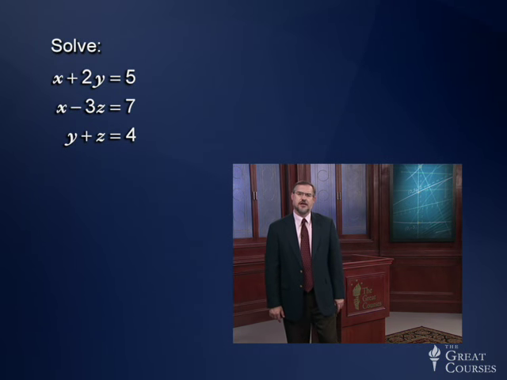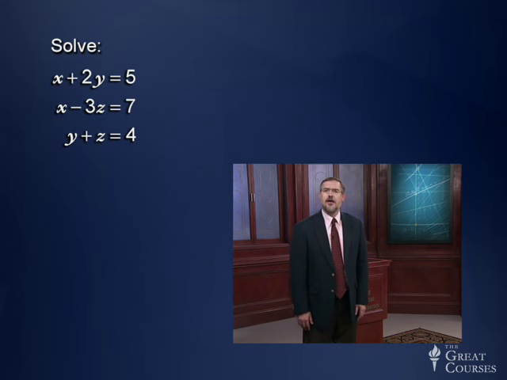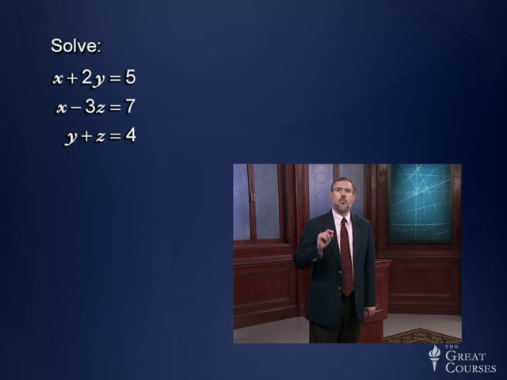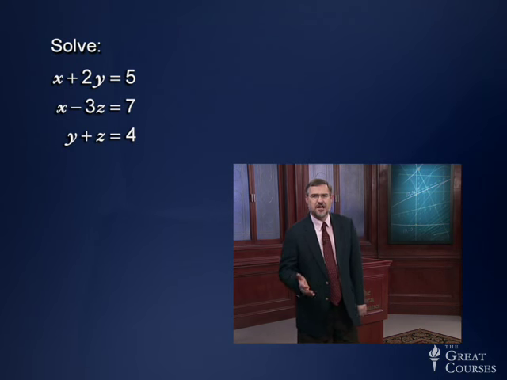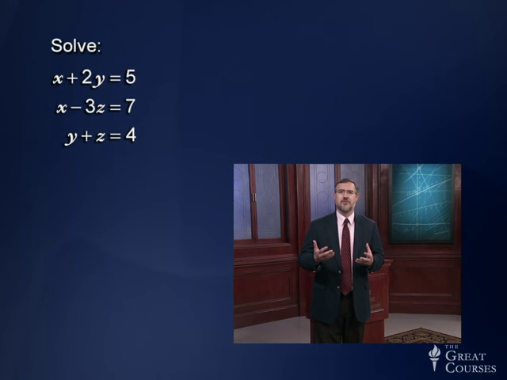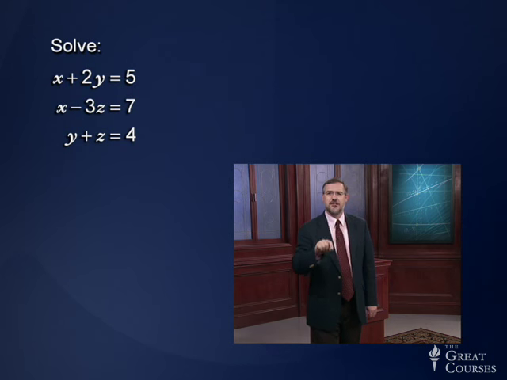The system's going to be x plus 2y equals 5, x minus 3z equals 7, and y plus z equals 4. Now, you might look at that system and say that it looks really different from the earlier systems we've done in this lesson. But if it really does look different, may I make a suggestion? Why don't you rewrite the system this way?